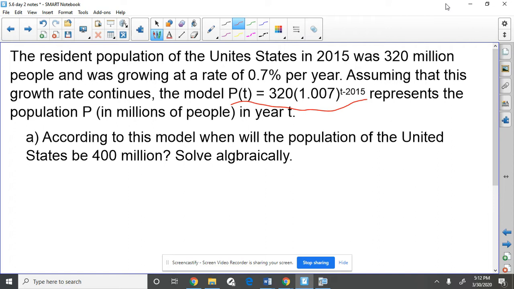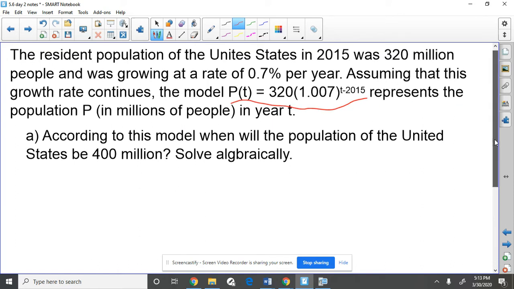Assuming that the growth rate continues, the model for that is the population after t years is 320, that's our initial population in millions, times 1.007, that's 100% plus 0.7%. And the exponent is t minus 2015. That's the year minus the 2015 that we're starting in. But all we need to know is how to plug into this equation. The P is population in millions of people, and the year is t.